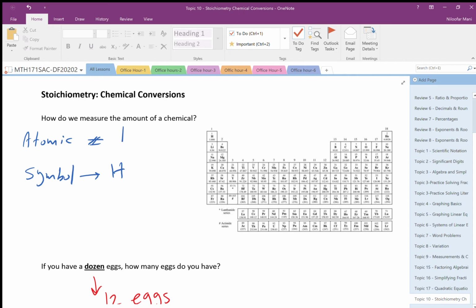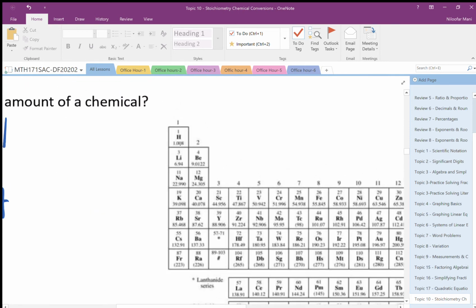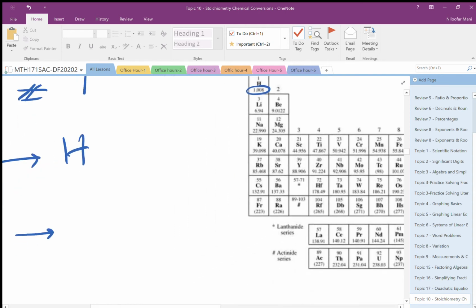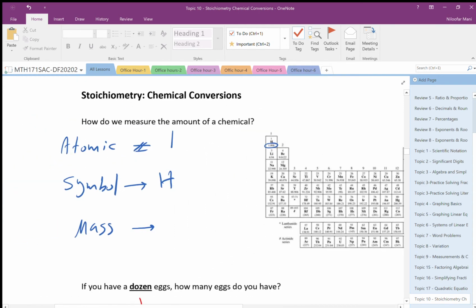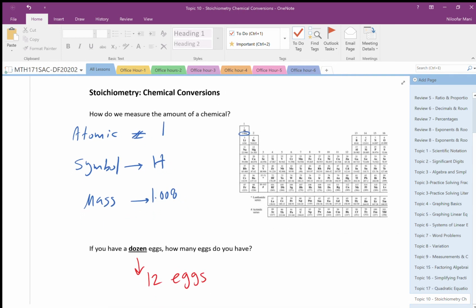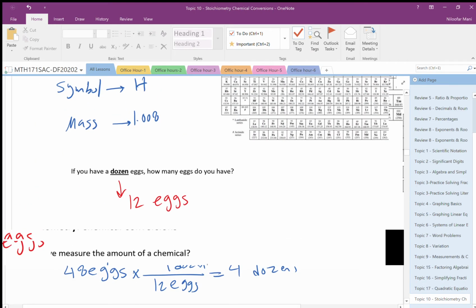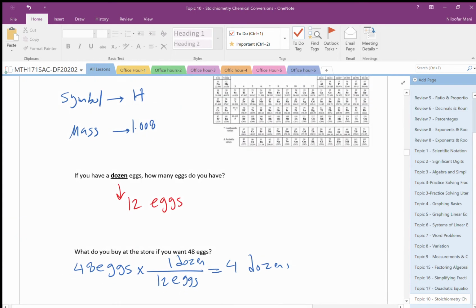And then what is the mass? Look at the number you see here, for example this one, 1.008, is the molar mass. But what does molar mass mean, and what does mole mean, and all of those things? We want to talk about them.